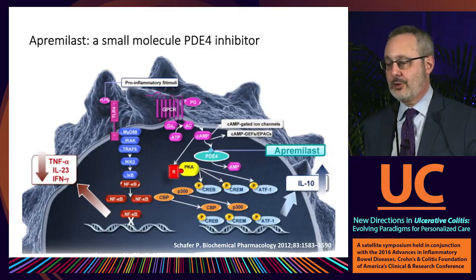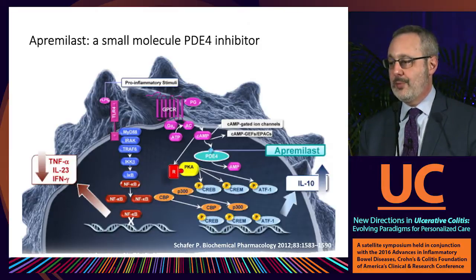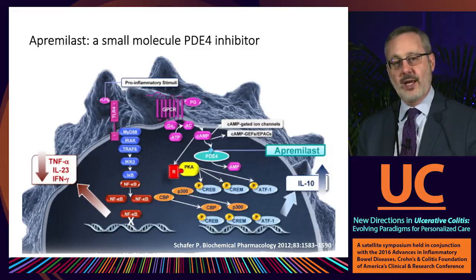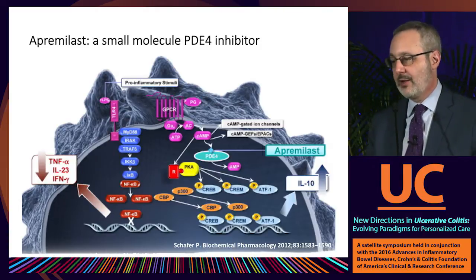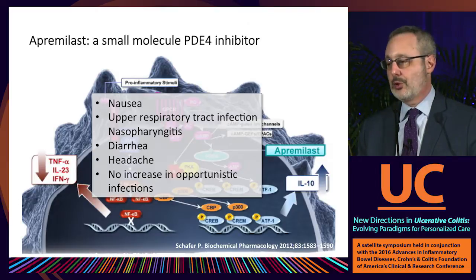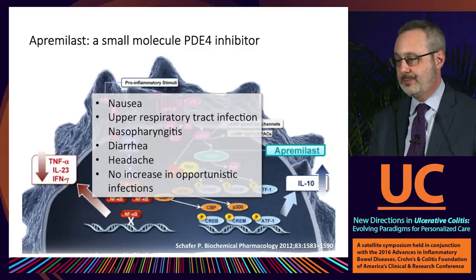There's a strong preclinical rationale for PDE4 inhibition in ameliorating immune responses. You can see all the complex things that happen downstream. Upstream of this is cyclic AMP activation, so it's basically tamping down that pathway, and in theory should be effective in ulcerative colitis as well. Some of the side effects that do occur may be nausea, upper respiratory tract infection, nasopharyngitis, some diarrhea, which if it's a real issue could be a problem for our UC patients, headache, but no increase in opportunistic infections, even though this is an immune modulating type of mechanism.